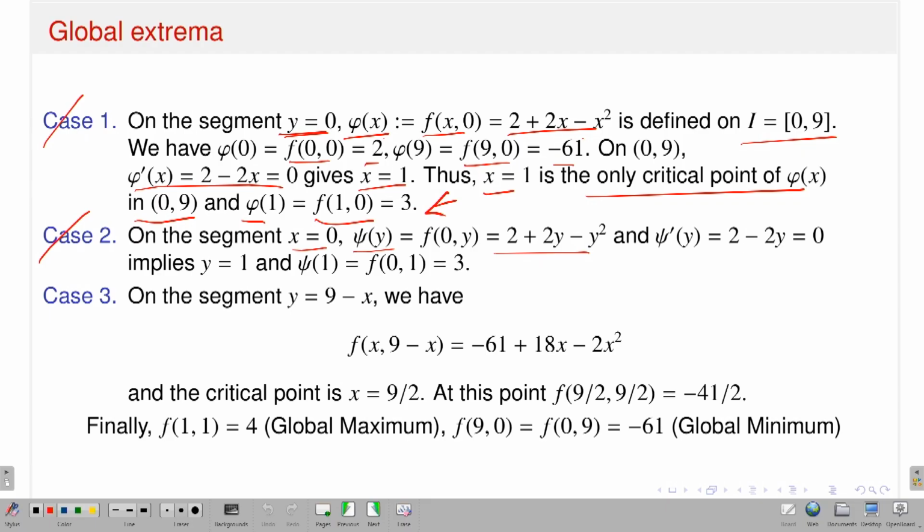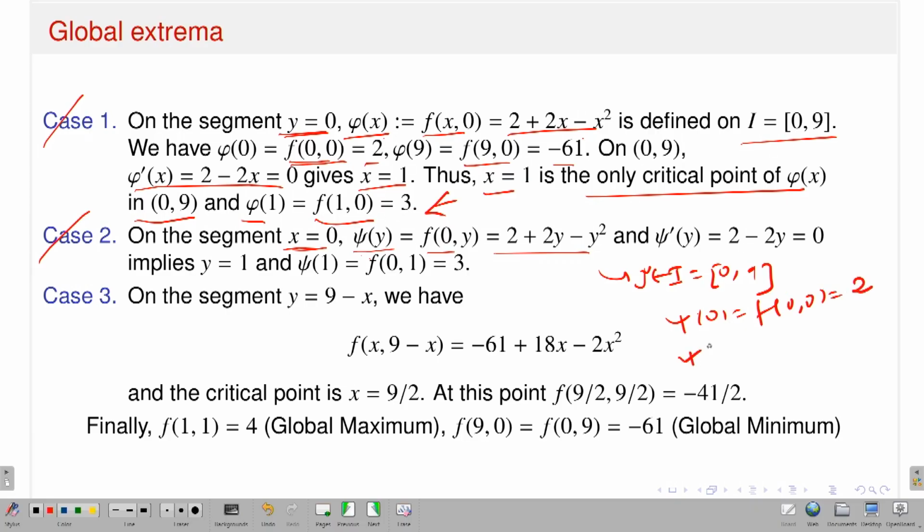So you have 0, 0, where the value is already 2, it is given, f of 0, 0. Again we have to find f of 9 comma 0. Let me just fix this once again. You have the segment x is equal to 0, so you have a function psi y, which is f of 0, y, again with y on the interval 0 to 9. Now what will be the value of psi 0, which is f of 0, 0, which is nothing but 2, I already calculated.